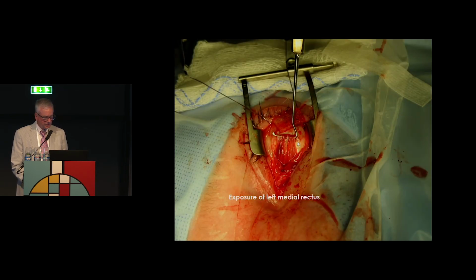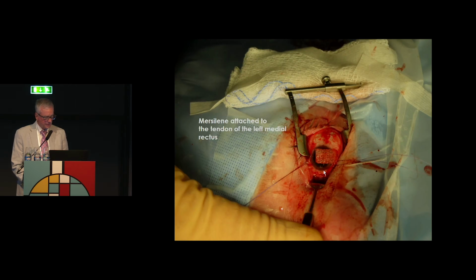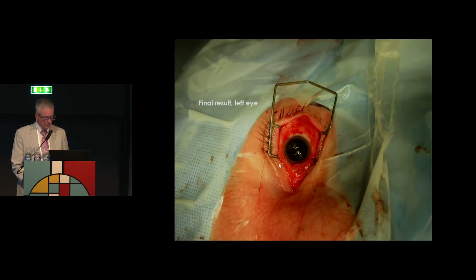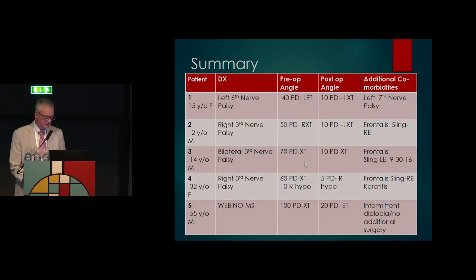And then we did it really quickly on the last. I just wanted to show this, because here's the transconjunctival tunnel, which wasn't clearly shown in the previous photographs. But this is key. It's the first thing we do after we identify the rectus. And the Mersilene is attached to the tendon of the left medial rectus muscle here.